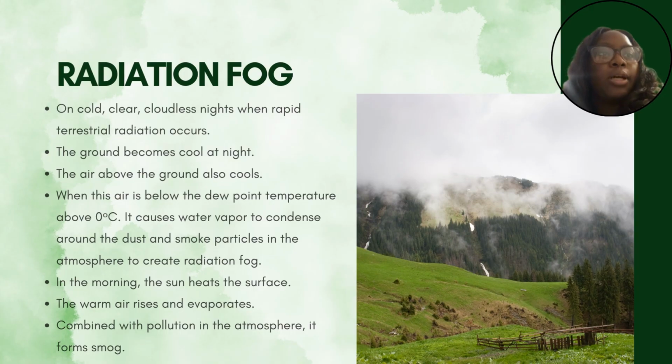Now, building on the concept, we look at radiation fog, right? So on cold, clear, cloudless nights, when rapid terrestrial radiation occurs, the ground becomes cool at night, and then the air above the ground is also cool. As discussed earlier, when the air is below the dew point temperature, which is above 0 degrees Celsius, it causes water vapor to condense around the dust and the smoke particles in the atmosphere, and this causes radiation fog. So it's just a mixture of the water vapor, the dust, and the smoke.